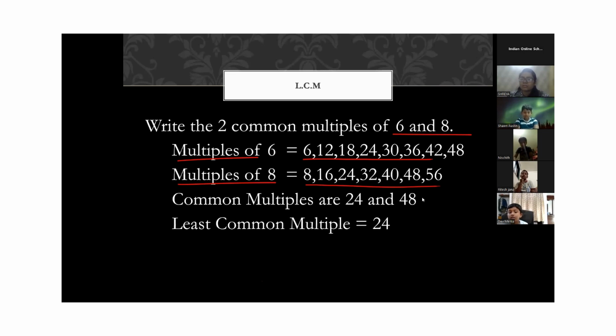Very good. So which is the first common one? 6, is it common? No. 12, no. 18, no. 24, yes. Next, 30, no. 36, no. 42, no. 48, yes. So the common multiples of 6 and 8 are 24 and 48, correct? Since LCM is the lower one or the least common one, I pick the smaller one. That's 24 as my answer.